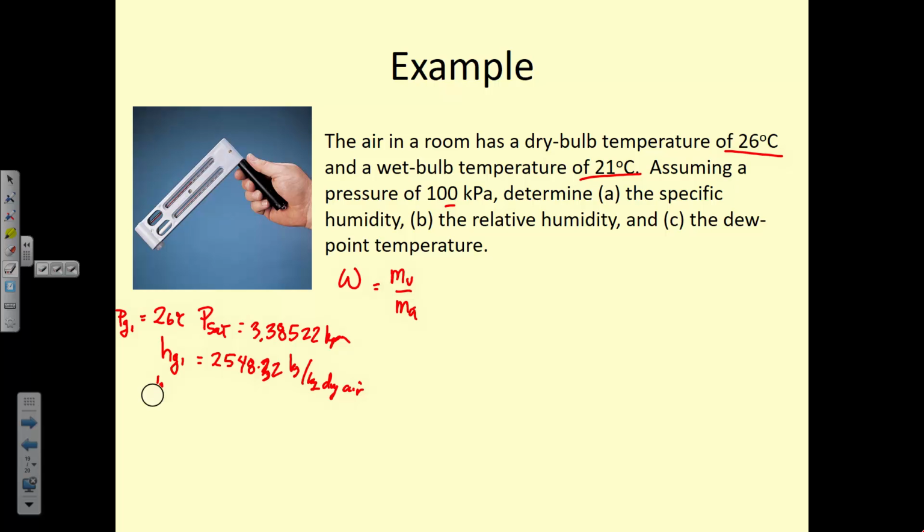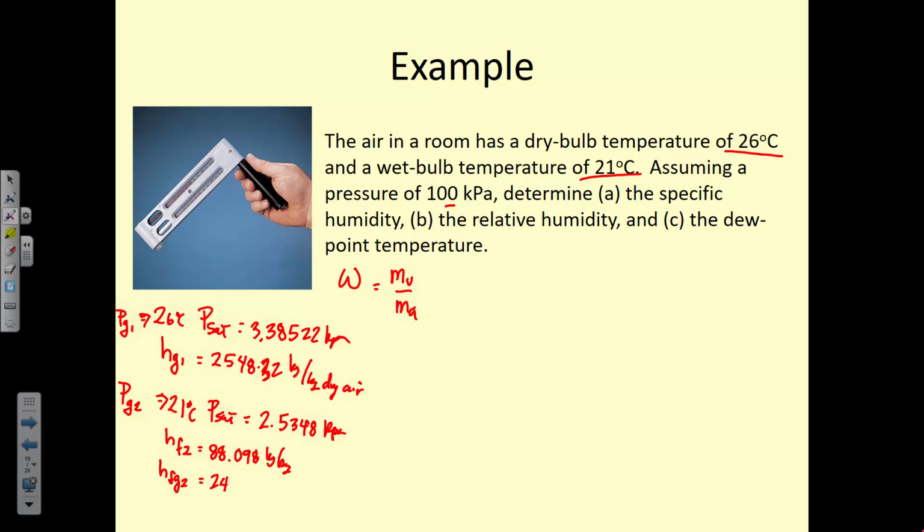And H sub F2, we don't need that. Okay. So then we look up P sub G2, which is the pressure at our wet bulb temperature of 21 degrees Celsius. So P sat is equal to 2.5348 kilopascals. H sub F2 is 88.098 kilojoules per kilogram. And H sub FG2 is equal to 2451.14 kilojoules per kilogram. Okay, so those values are all interpolated off the table at 21 Celsius and 26 Celsius.